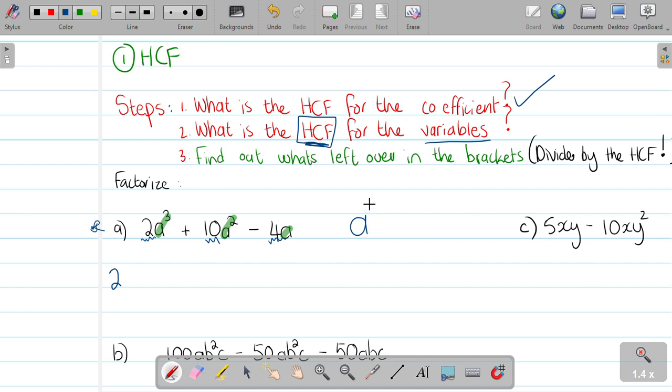Is it going to be a to the imaginary 1? Is it going to be a to the 2? Is it going to be a to the 3? Which a must it be? And I'm going to help you out on how to figure that out.